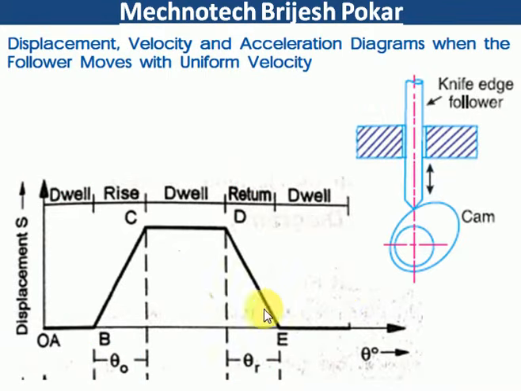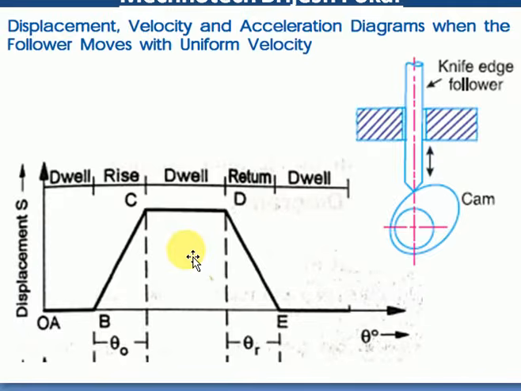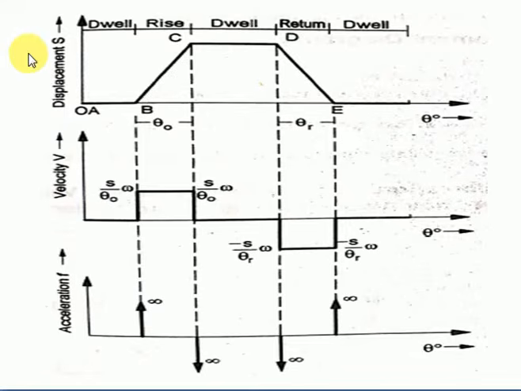So just remember, this is a dwell, this is a uniform velocity. Then this is a dwell, and again it comes downward with uniform velocity. So basically this is the uniform velocity displacement diagram of the follower. Now after we have seen the displacement diagram, what is the velocity of the follower at a particular point?